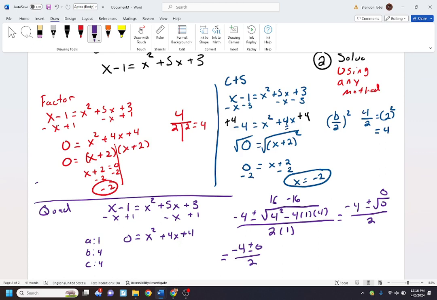Negative 4 plus or minus 0 divided by 2. That's negative 4 divided by 2. That's negative 2. So notice, no matter which method I choose, I'll get the same answer. That's the end of the video.